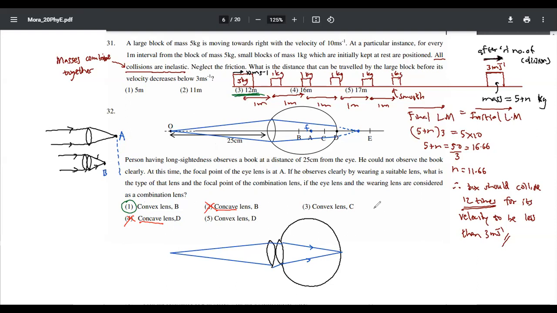The answer is first. Right, that's enough. We will not make it too complicated. Don't try to write equations and all. Just look at it simply. Without the lens, this is how the ray will get converged. With the lens, this is how the ray will get converged.